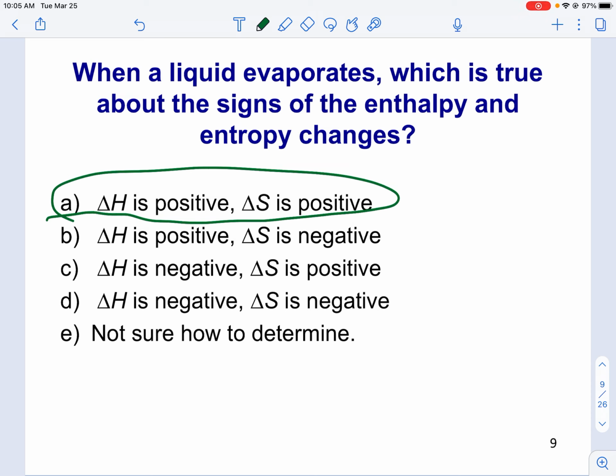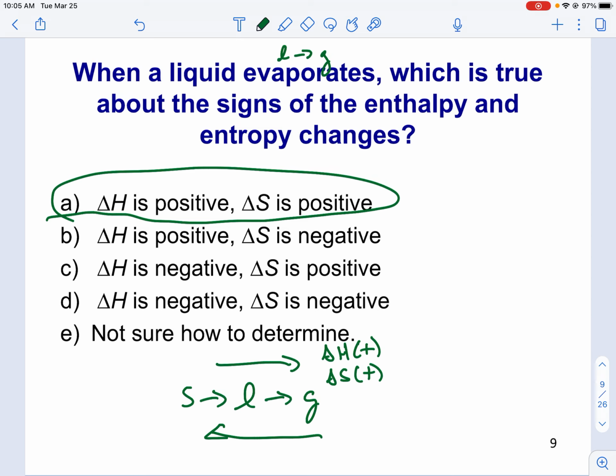Liquid evaporates. Well, evaporation is going from a liquid to a gas, right? And remember, as you're going from a solid to liquid to gas, as you go in this direction, delta H is going to be endothermic. Delta S will increase. So it costs you energy to go solid, liquid to gas, but it's favorable from an entropy standpoint. When you're going the other direction, it's exothermic, and it's not favorable in terms of entropy.